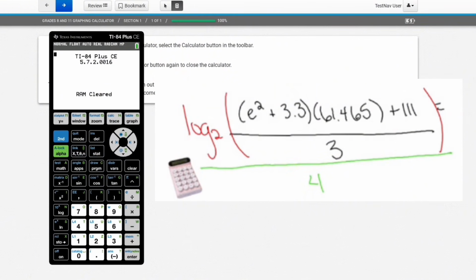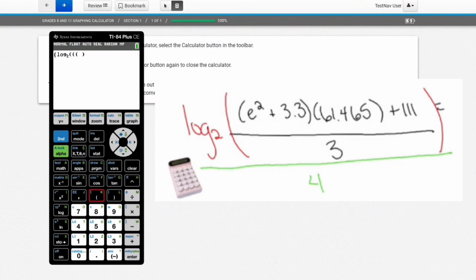So we have a huge fraction, and the fraction is that huge log thing, as you can see on the right. That's the numerator, and then the denominator is 4. So I'm going to wrap the entire numerator in parentheses. Okay, now there's a little secret for log: if you hit math and scroll up a few times, there's log base. What that does is it allows you to plug in log base 2. See, before you would have to do the change of base formula. Not anymore. Now what I have is a really big fraction, and with really big fractions, I like parentheses. So I have another parentheses.